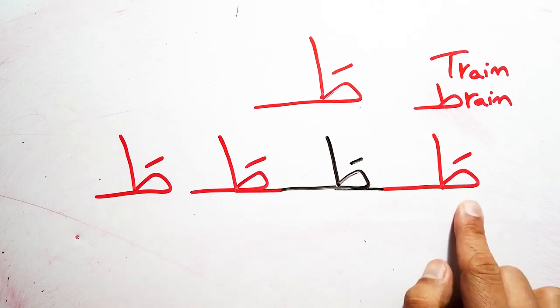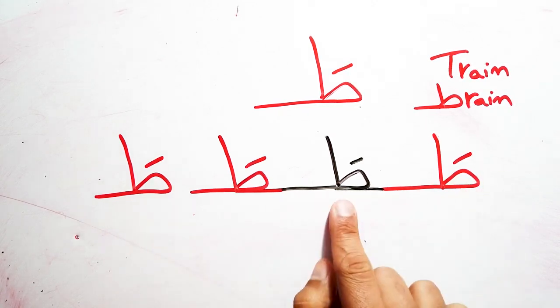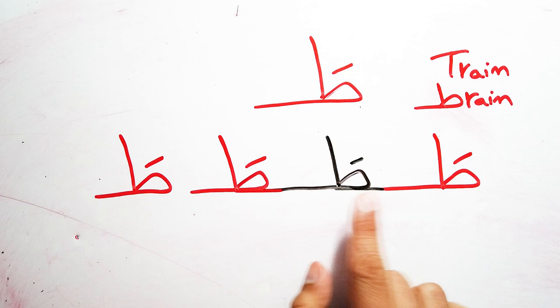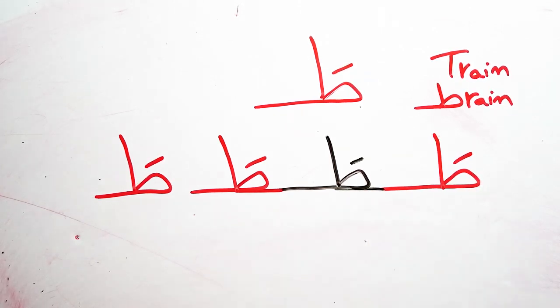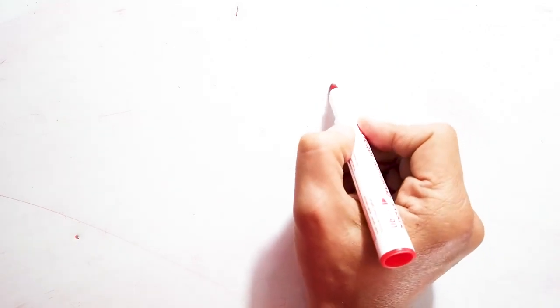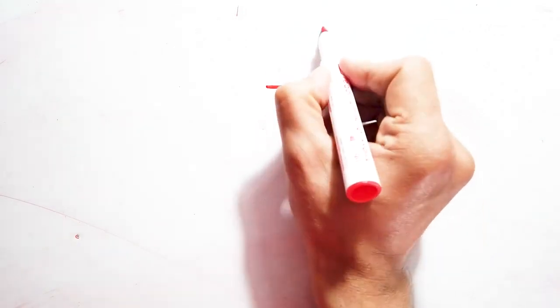Let's read. Ta, ta, ta. Okay, let's learn another one. The sound is tha, tha, tha.